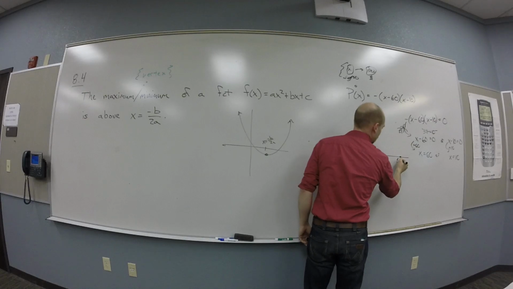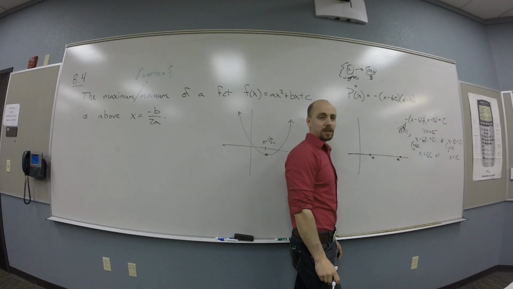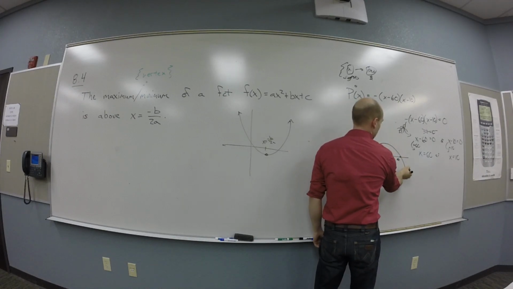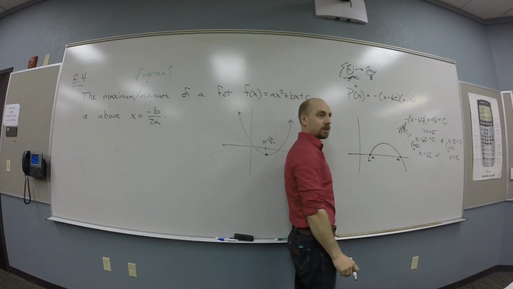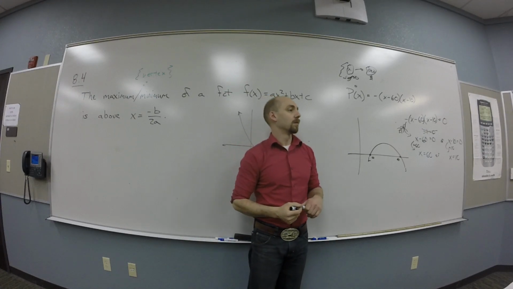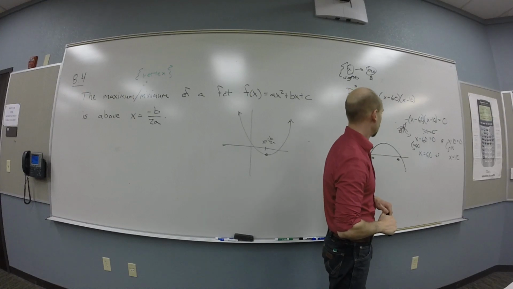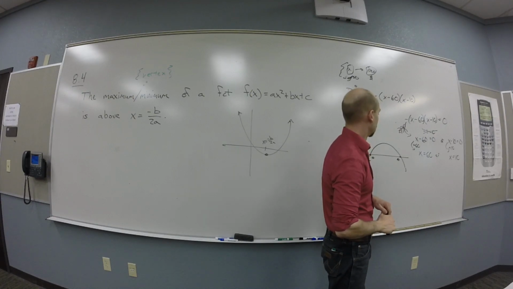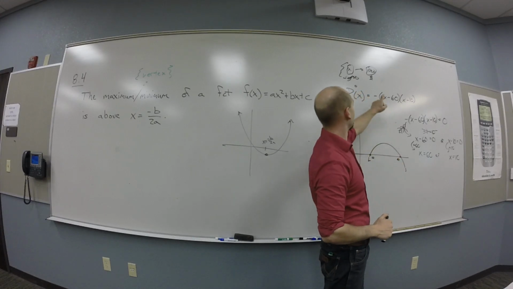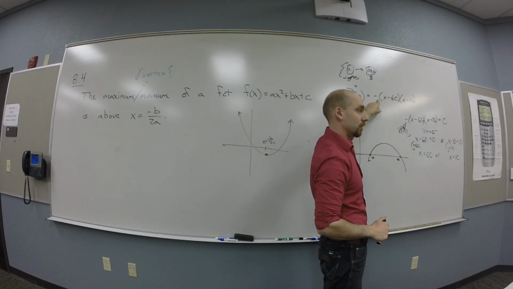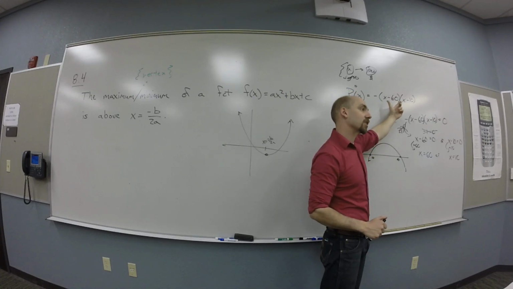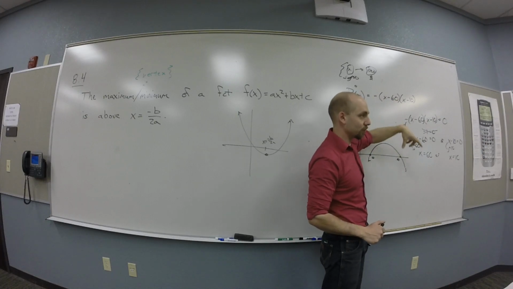So here's 10, there's 60, and it's a downward-facing parabola, right? So it looks like this. The parabola is facing down because of this minus sign. If I FOILed this whole thing out, my x squared term would have a negative on it. That means I'm looking down.